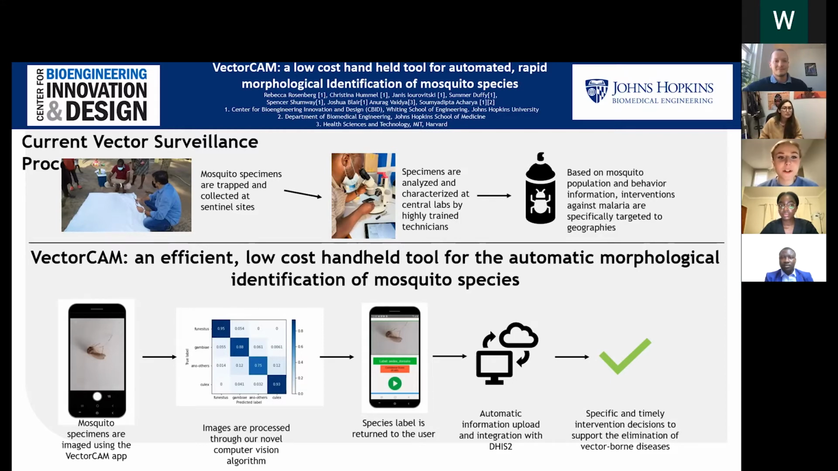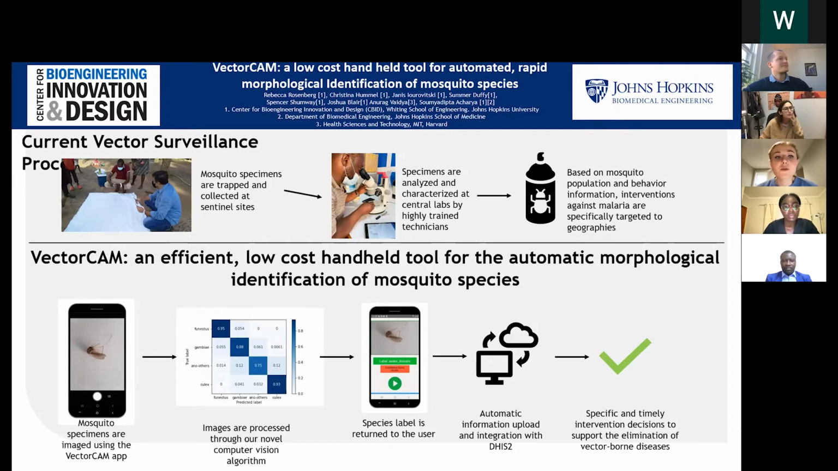Yes, my name is Rebecca Rosenberg, and I am the project lead for VectorCam at the Johns Hopkins Center for Bioengineering, Innovation, and Design. Vector surveillance is the process of analyzing the population characteristics of mosquitoes in an area in order to make informed decisions toward elimination of vector-borne diseases such as malaria. To begin the process, mosquito specimens are collected at rural sentinel sites across the country using techniques such as CDC light traps, human landing catches, and spray catches. These sites are often sparsely distributed across a target geography, but due to resource constraints are treated as representative of much larger areas.